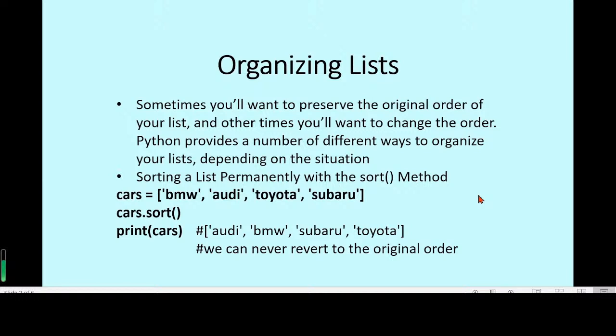Sometimes you will want to preserve the original order of your list, and other times you will want to change the order. Python provides a number of different ways to organize your lists depending on the situation. Sorting a list permanently with the sort method. So this is a list with 4 cars, and you can use cars.sort, and the elements are sorted in the list.